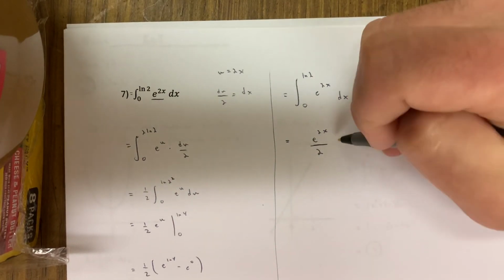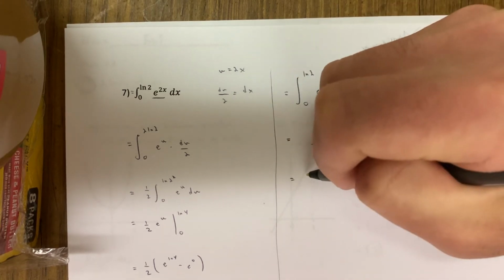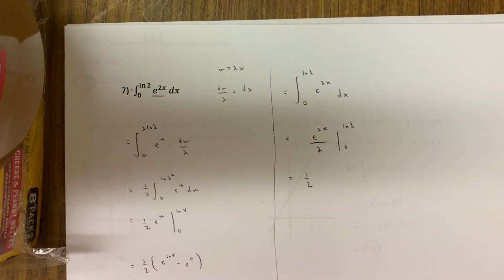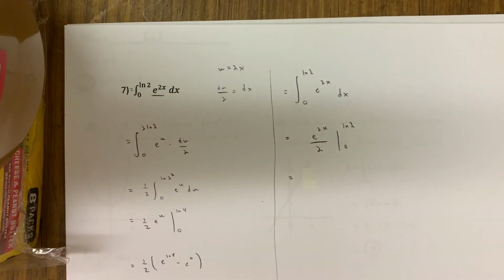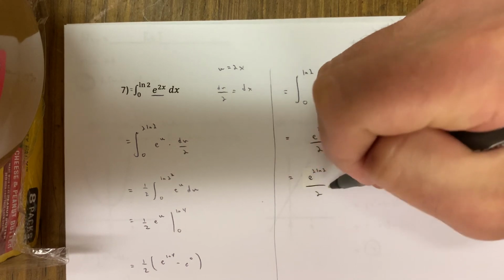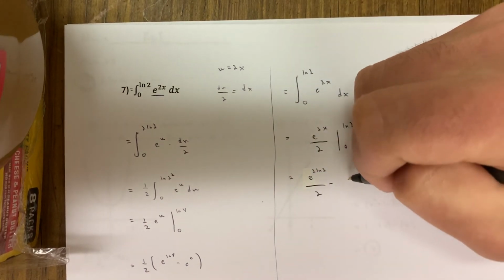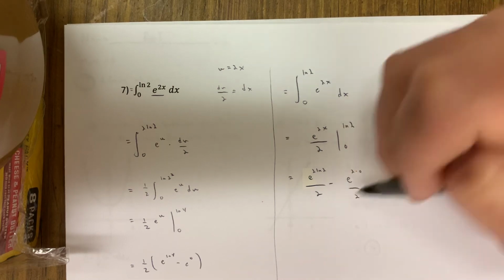And then we could just take this answer and evaluate it from 0 to ln 2. And this is really 1/2, right? Like before. Or do we want to keep the 2 down there just for the heck of it? So many different ways to do it. Here, this becomes e to the 2 ln 2 divided by 2, minus, plug in the lower bound, e to the 2 times 0. Leave them right there.